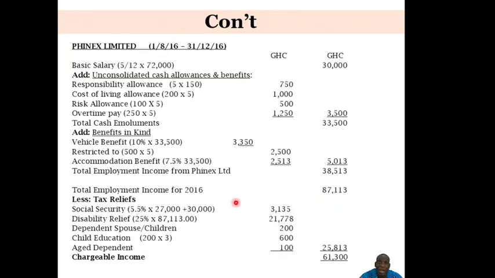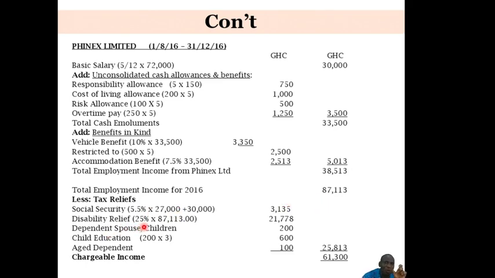87,113. And then now you less all the reliefs. In this question, there was Social Security. He was told that he was contributing to the Social Security scheme. So as an employee, 5.5% of the basic salary. So you put the two basic salaries together and you find 5.5% of them, then you put the figure here.